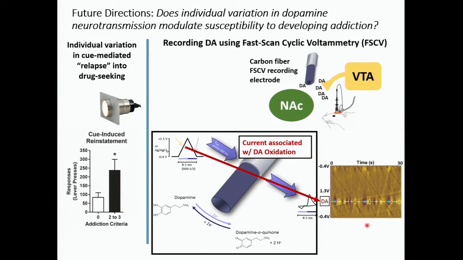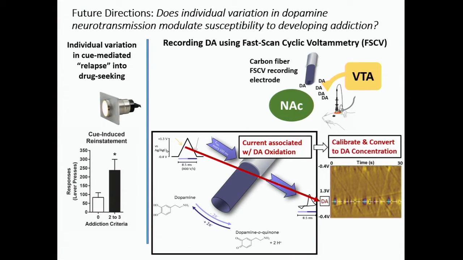Over here is time on the x-axis, and the y-axis is that voltage waveform. So you're going from negative 0.4 volts up to 1.3 volts and down to negative 0.4 volts again. That's the voltage waveform here, and it is repeated 10 times a second. So you can imagine that there are lots of vertical lines here that make up the data, as that triangular voltage waveform is repeated across time. Dopamine is oxidized at a specific point on that waveform, right here, about 0.8 volts. And these little green circles are current related to the oxidation of dopamine. So this is current along this line related to dopamine oxidation.